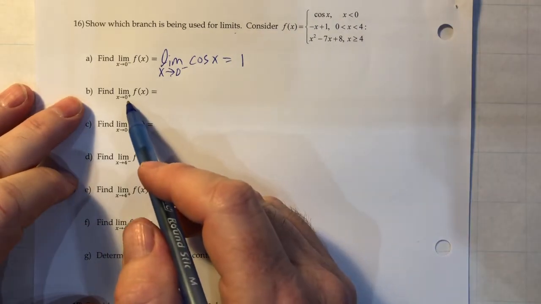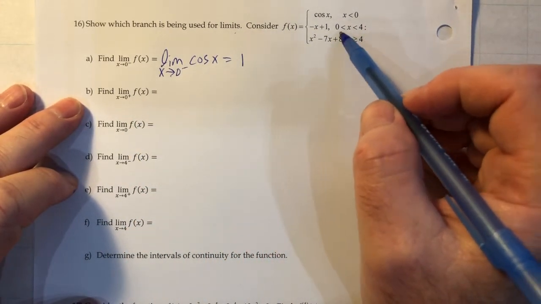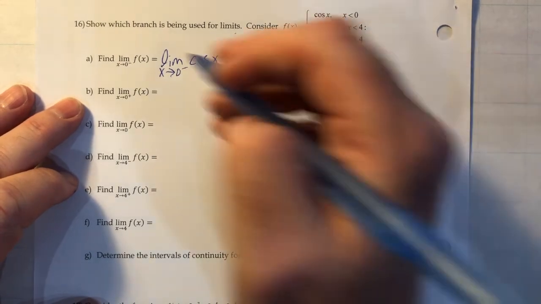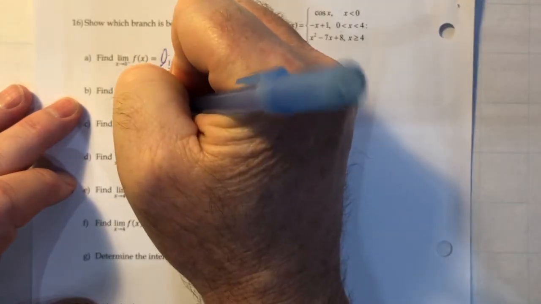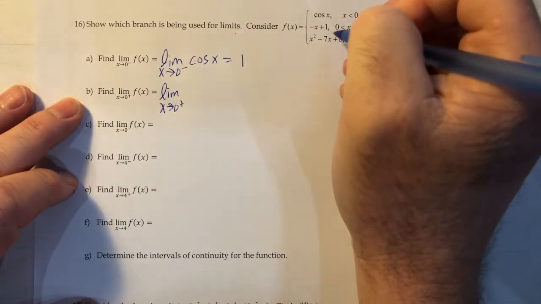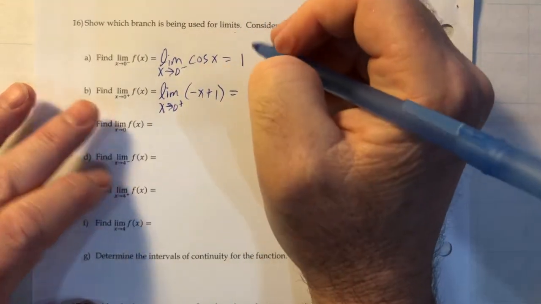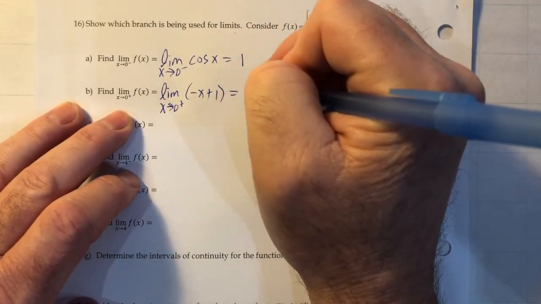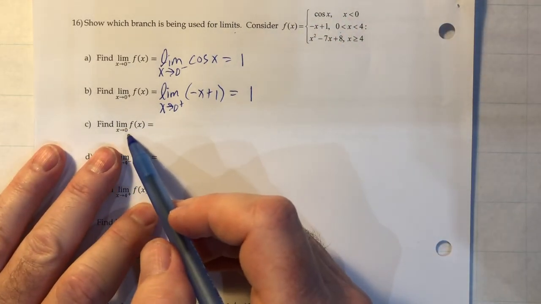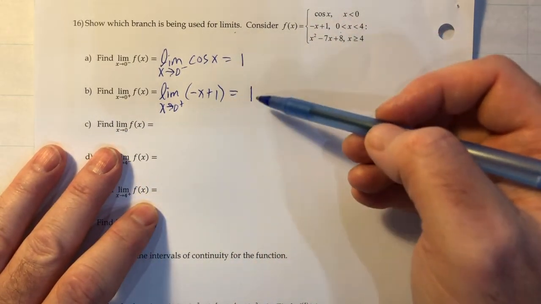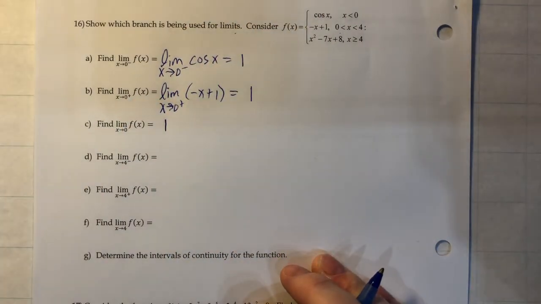The limit as we approach 0 from the right means we're a little bit bigger than 0, so a little bit bigger than 0 would be somewhere in between 0 and 4. So now we're looking at the branch where x approaches 0 from the right, and we're looking at the middle branch, negative x plus 1. Plugging into that with the 0, we get negative 0 plus 1, or 1. So when they ask us what's the overall limit as x approaches 0, since the limit from the left and the right were the same, the overall limit is that value of 1.